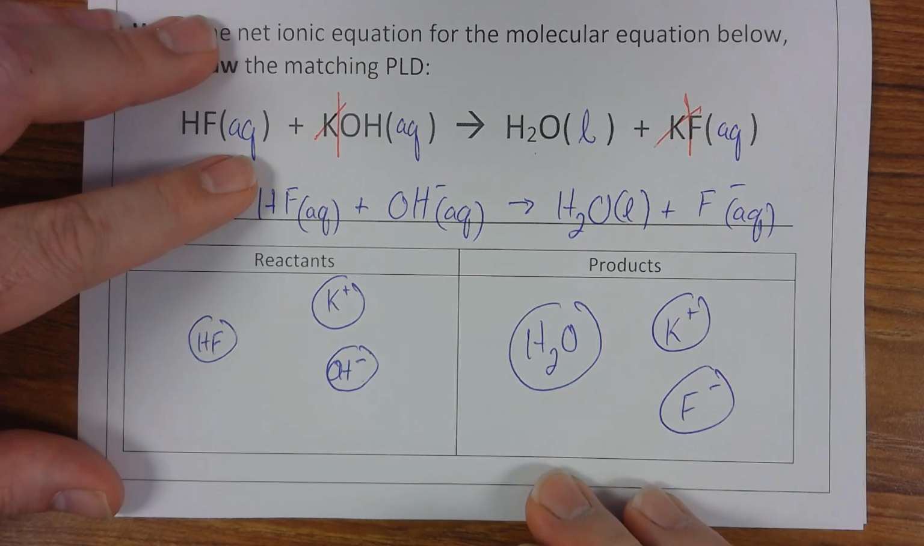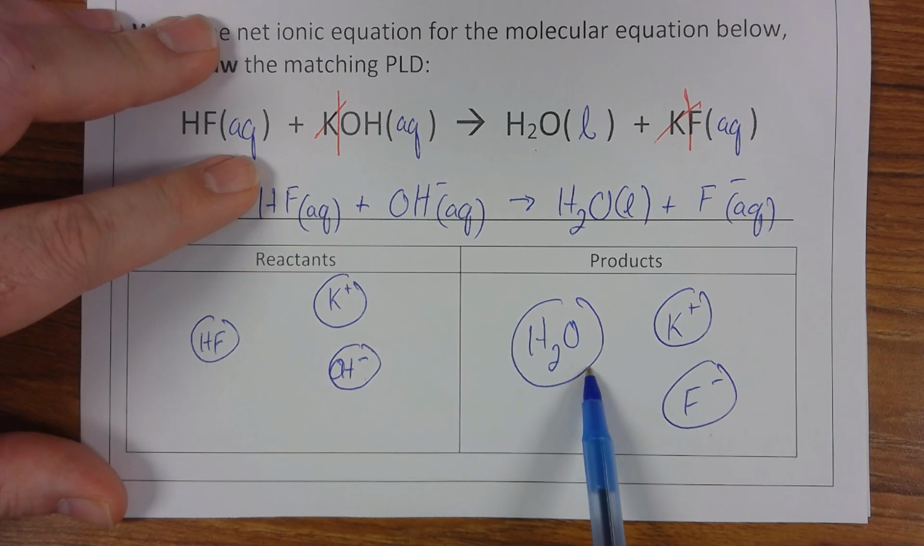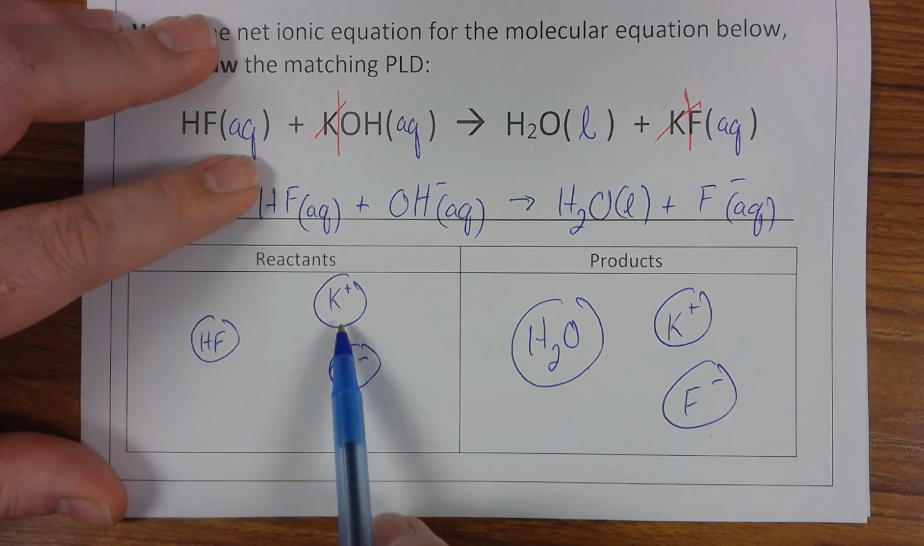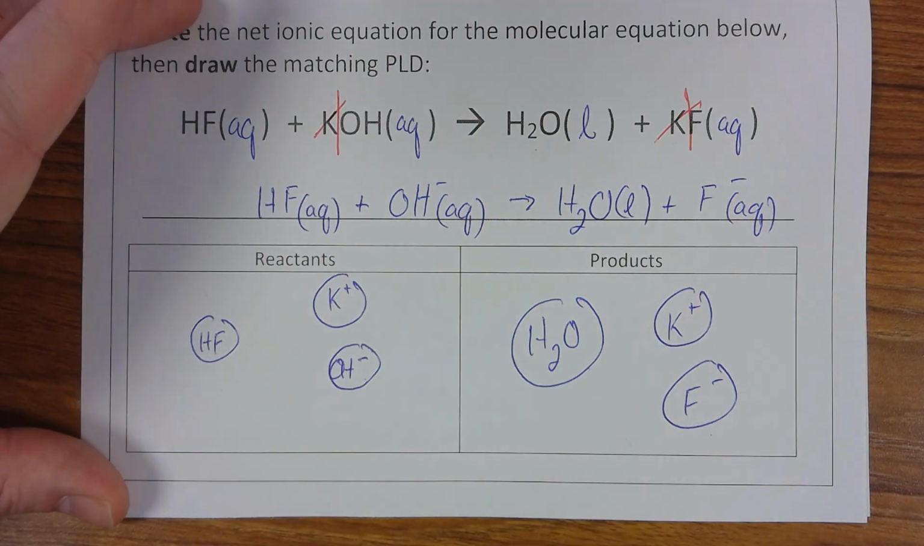So when you draw a particle level diagram like this, it actually lets you see why we eliminate certain things really easily. You'll notice that the HF doesn't exist anymore on this side. It turned into F minus. You'll notice the OH doesn't exist anymore. It became H2O. The thing that didn't change is the K plus, which is why we eliminate them when we write the net ionic equation.